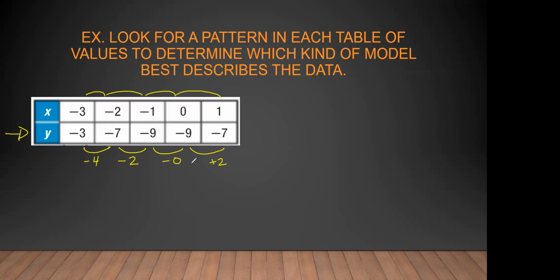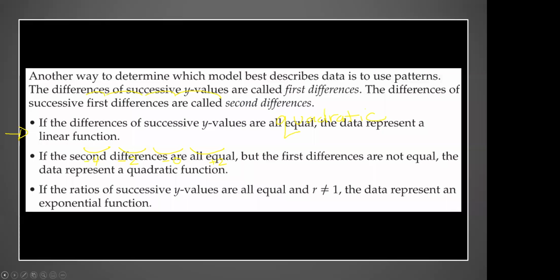So here we're going to end up with a quadratic, because the differences are not the same. They are not the same. The second differences are all equal, but the first differences are not equal.